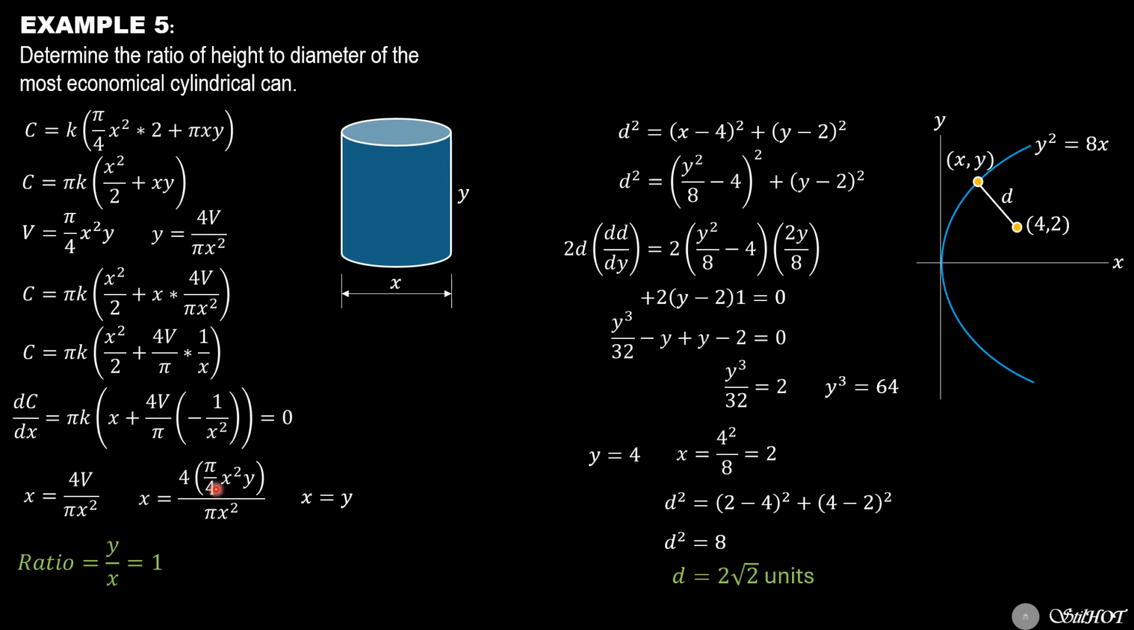So we can cancel 4, we can cancel pi, we can cancel x squared. What remains on the right side is y. So x is y. Therefore, the ratio of height y to diameter x is simply 1. Example 6. And I want you to recall it.